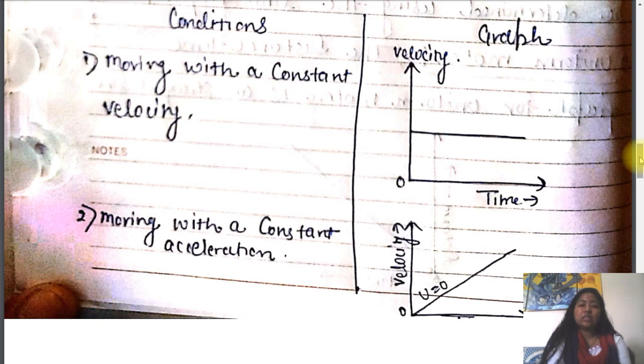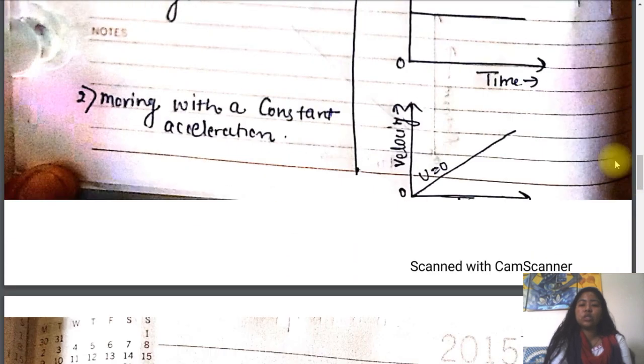After that, the second condition for velocity and time is moving with a constant acceleration. If any object is moving with constant acceleration, in that particular situation we have a straight line.